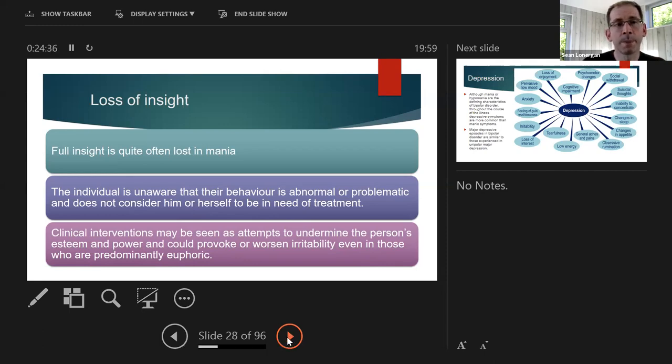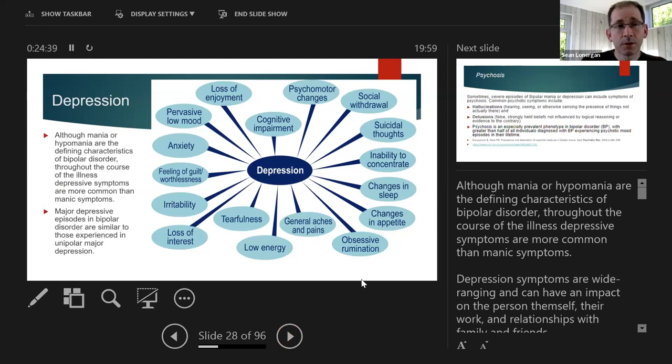They may not participate in the treatment process that you might be trying to support them with. When it comes to depression, although mania or hypomania are the defining characteristics for a diagnosis of bipolar disorder, throughout the course of the illness, depressive symptoms are by far the more common experience rather than manic symptoms. Major depressive episodes in bipolar disorder present very similarly to those experienced in unipolar major depression. You won't likely be able to determine if a person has bipolar or unipolar depression just by their reported experience of depression alone, as it has the same range of symptoms in either form.